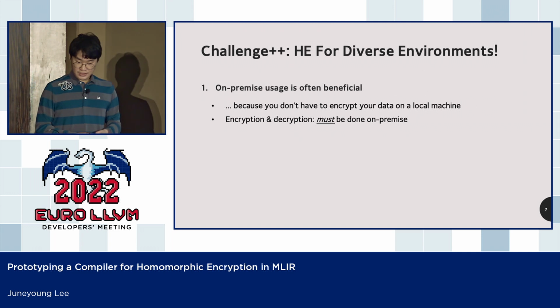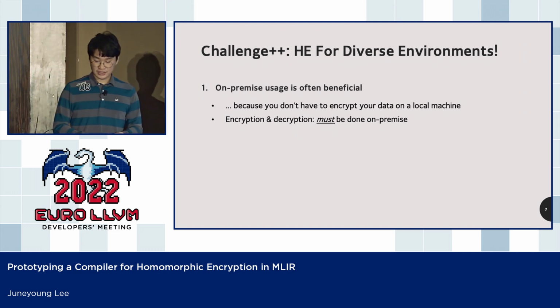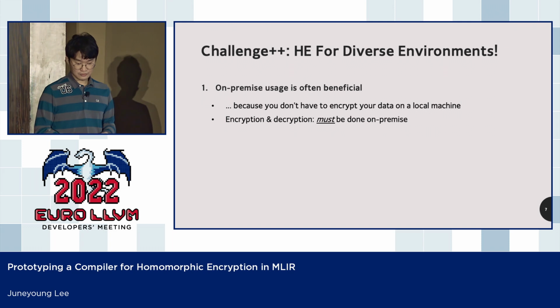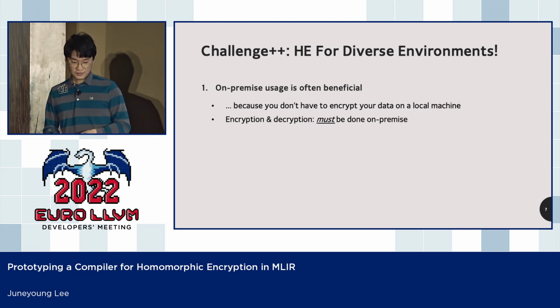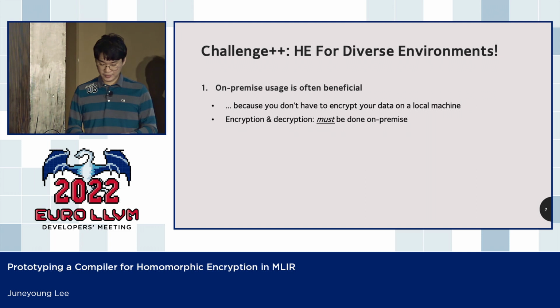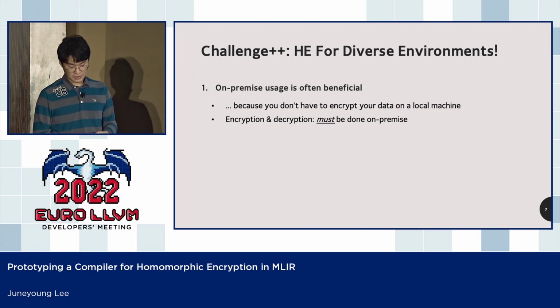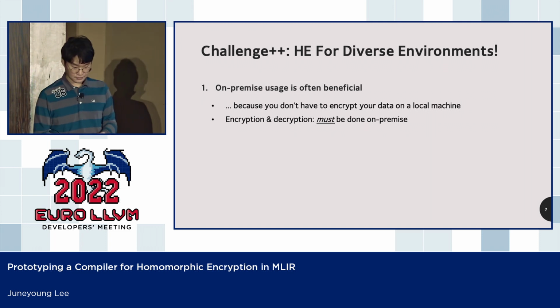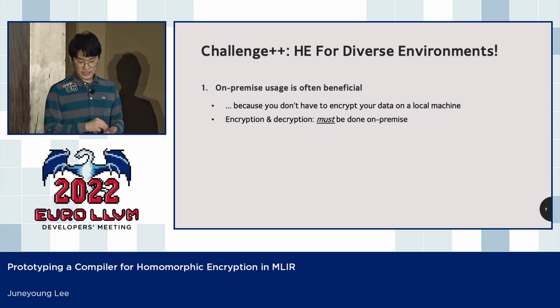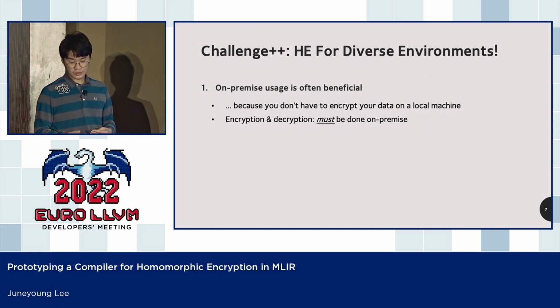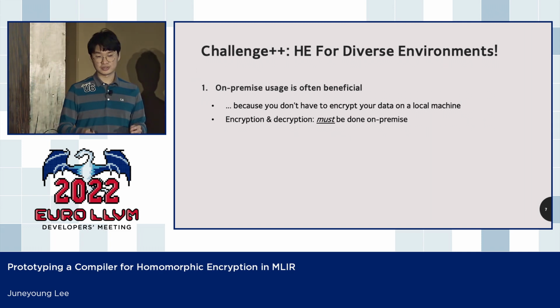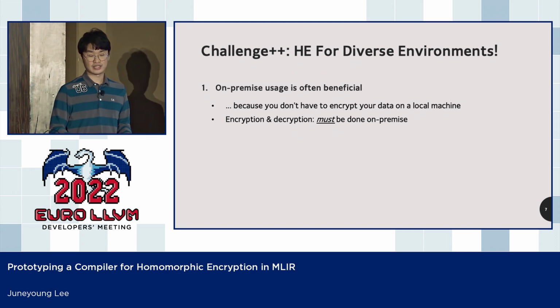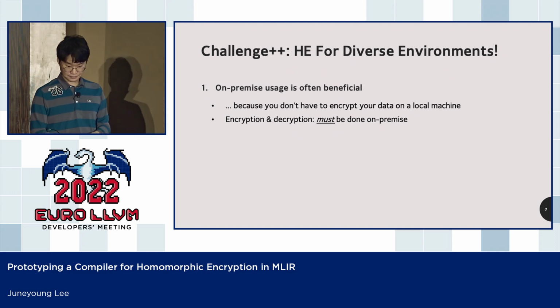And what is further challenging is that homomorphic encryption tends to be run for diverse environments. First, homomorphic encryption is beneficial to run on-premise because if you run the algorithm on your local machine, then you do not need to encrypt whole data. At least for your local data, you can just use the raw data. Furthermore, the encryption and decryption operation must be done on premise because you cannot export your sensitive private data to others and run encryption on their machine.